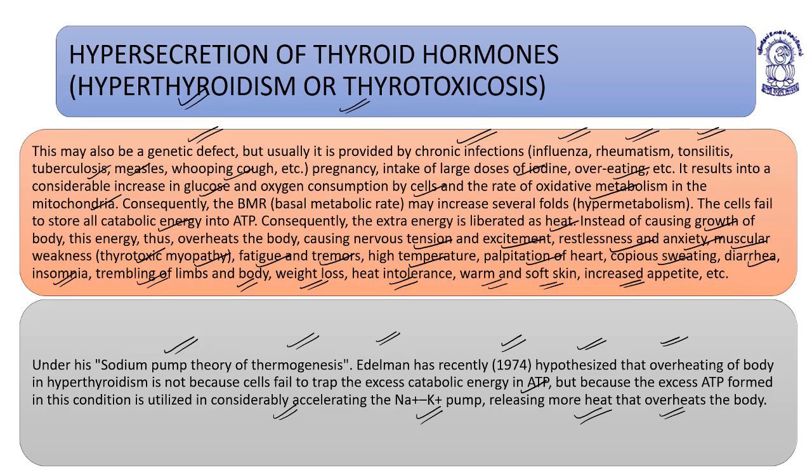So, according to Edelman, the sodium pump theory of thermogenesis says that it is not because the cell is not capable of storing the excessive catabolic energy in the form of ATP, but because of high temperature, the sodium potassium pumps get accelerated to produce more and more heat. Okay.